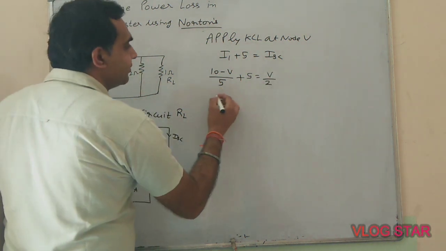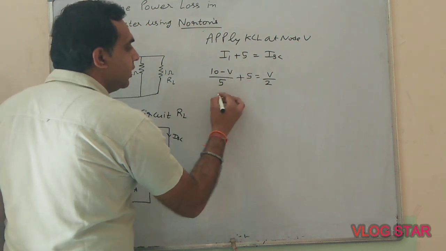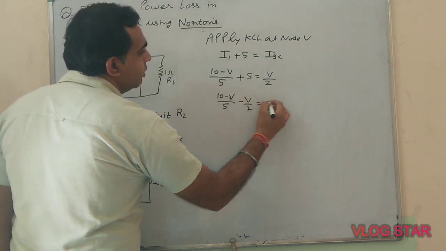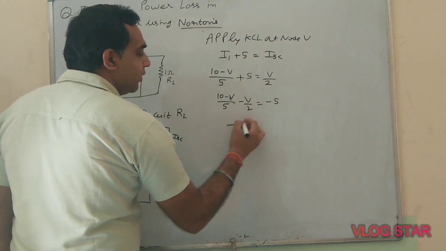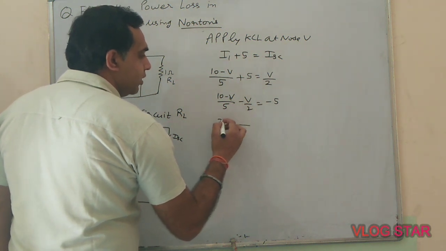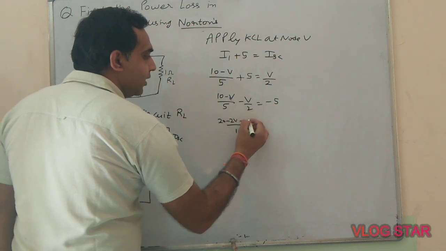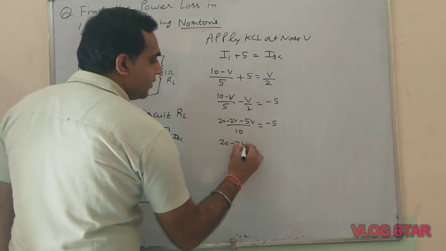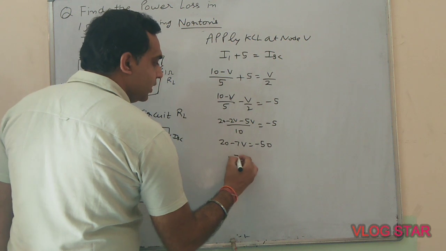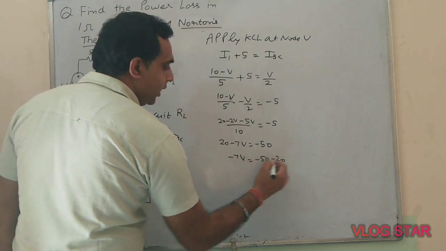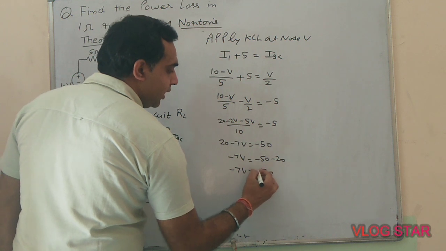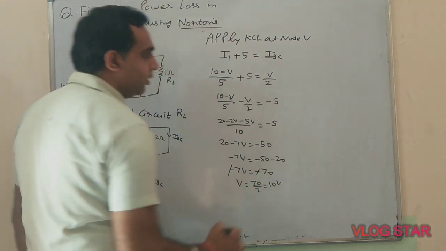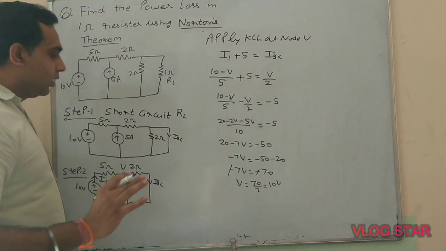Now find this V. (10 minus V) by 5 minus V by 2, this one is minus 5. What is the LCM? This is 10. 20 minus 2V minus 5V minus 50. 20 minus 7V minus 50. Minus 7V minus 50 minus 20. Minus 7V minus 70. It means V is equal to 70 by 7, 10 volt. Okay, V is 10 volt.